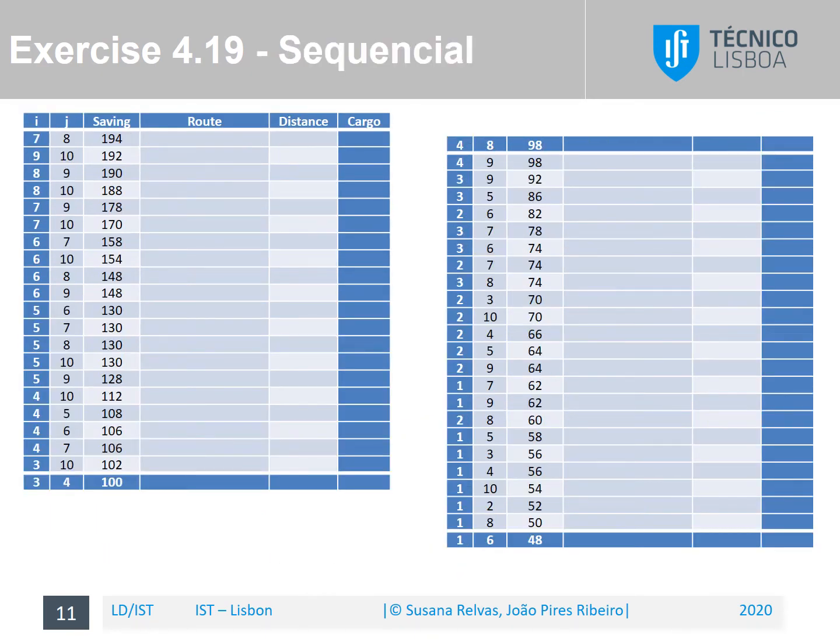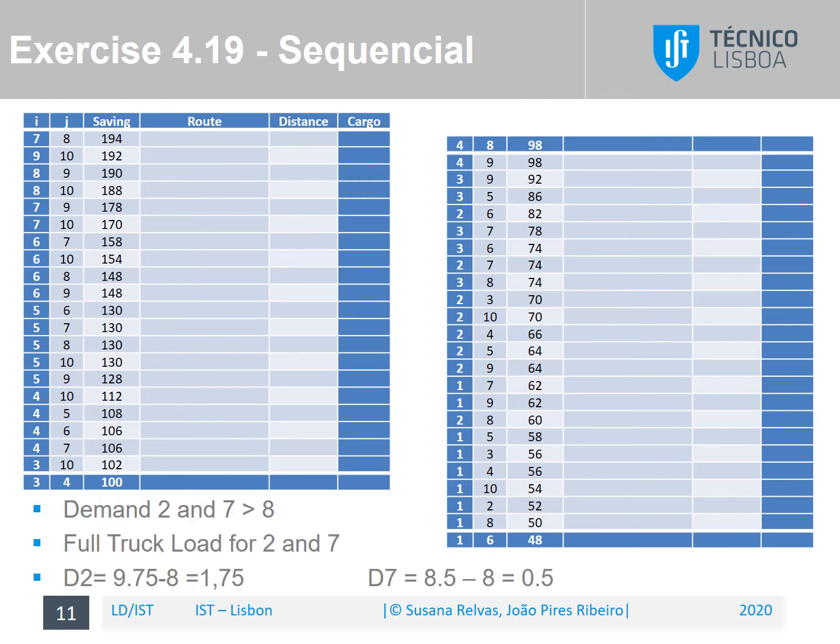With this, we can now get to our exercise. We have the tables with the savings listed, and the first step was to identify the biggest saving, and the biggest saving is 7.8. The next one would be 7.8.9. We couldn't use 9.10 because neither 9 or 10 was already en route.